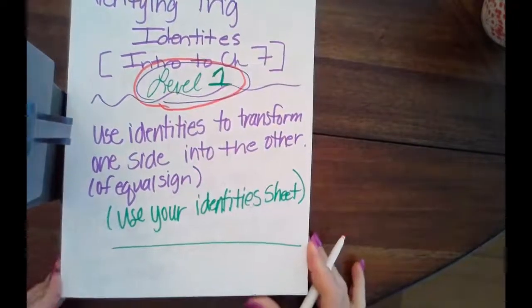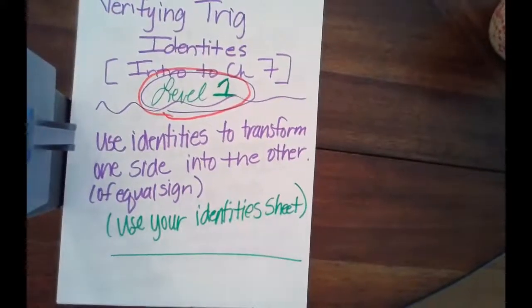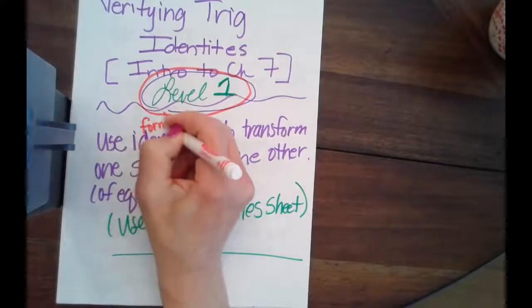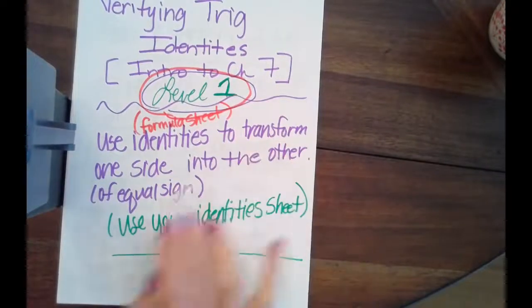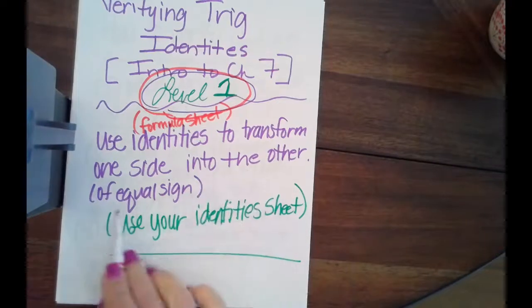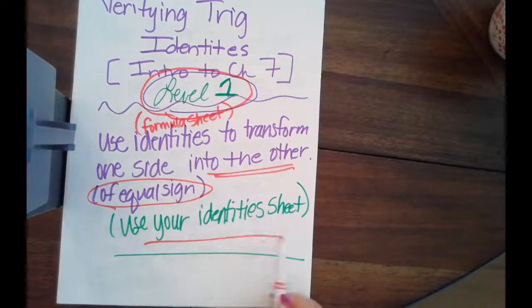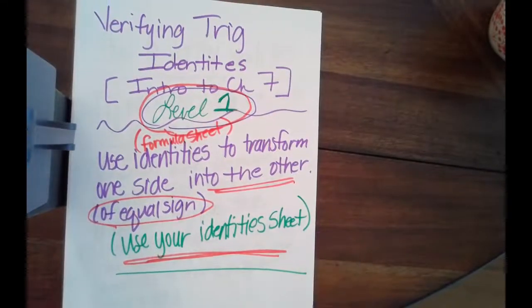What does it mean? What are we doing? How do we verify it? You are going to use your trig identities, which are on your formula sheet. That's going to come from your formula sheet or your memory, to transform one side of an equal sign into the other. You're going to use your identity sheet to help you do that. Pretty soon you won't have to rely on that. So we are basically taking the left side or the right side and making it equal to the other side. You will never work both sides at the same time.